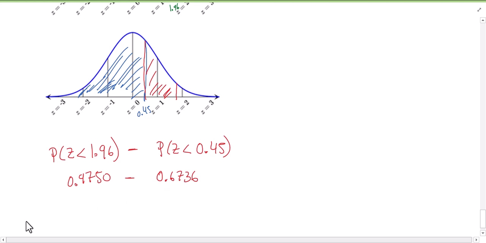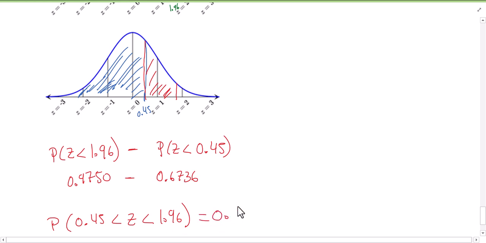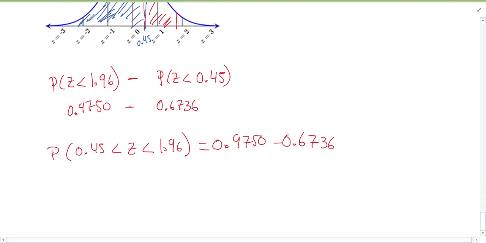And now subtract those. So that means that the probability that z is between 0.45 and 1.96 is the difference of those two. And so let's put that on our calculator and see what we get. I got 0.3014. So hopefully that's what you got as well. So this is the area in between.